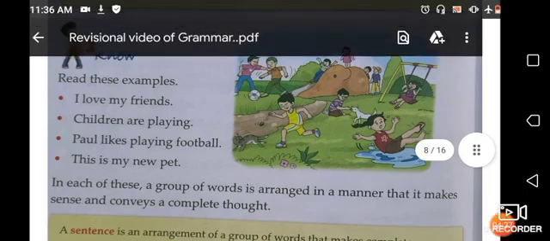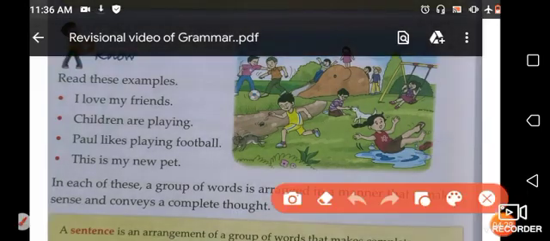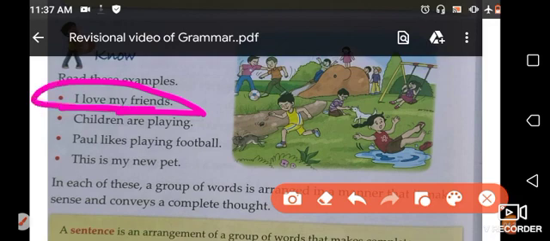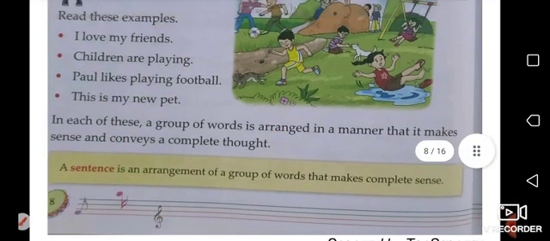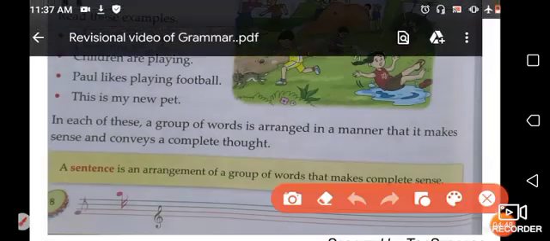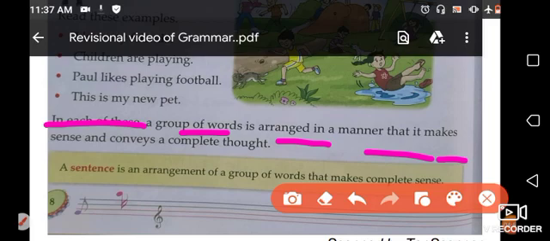Now look at the examples. I love my friends. Second one is children are playing. Third one is Paul likes playing football. And fourth one is this is my new pet. In each of these, a group of words is arranged in such a manner that it makes sense and conveys a complete thought.